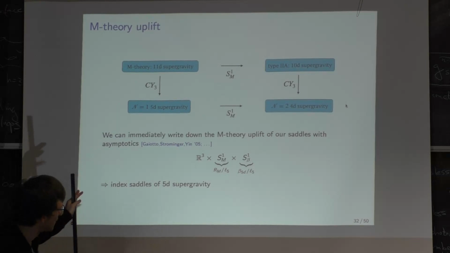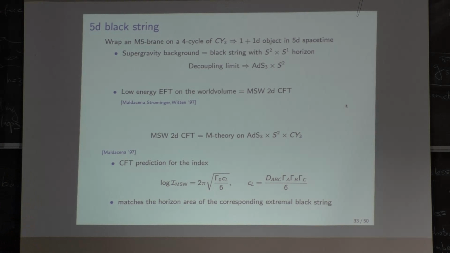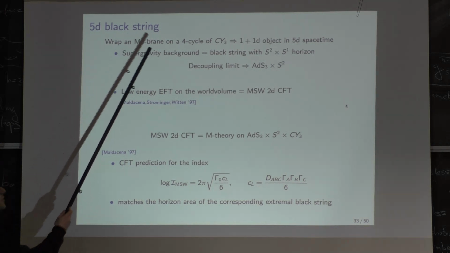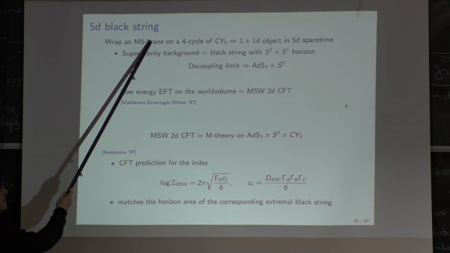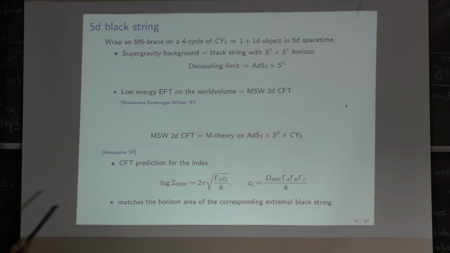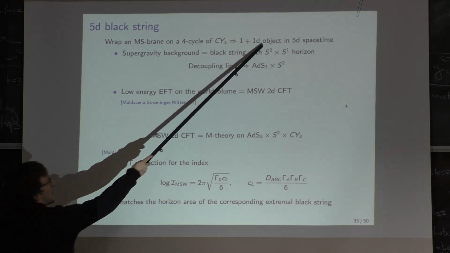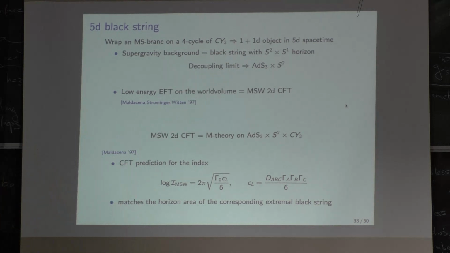So before doing that, for some specific example, let me recap a particularly interesting example that we could study, which is the one related to a black string. So here, in M theory, what you can consider is an M5 brane, an analog of a D brane, but in M theory, which can be wrapped on a four-cycle of a Calabi-Yau manifold. What you're going to end up with after compactifying is a 1+1 dimensional object in 5-dimensional spacetime.